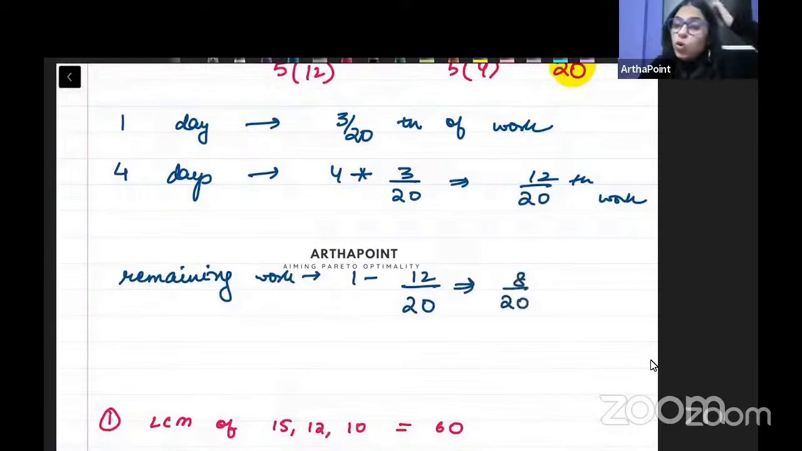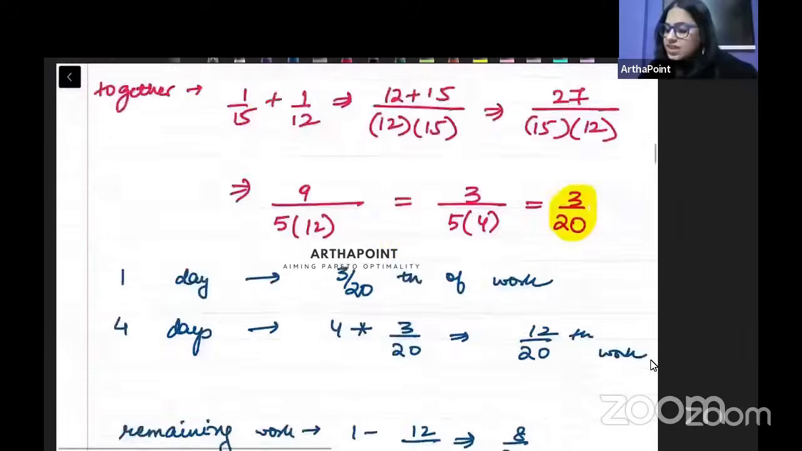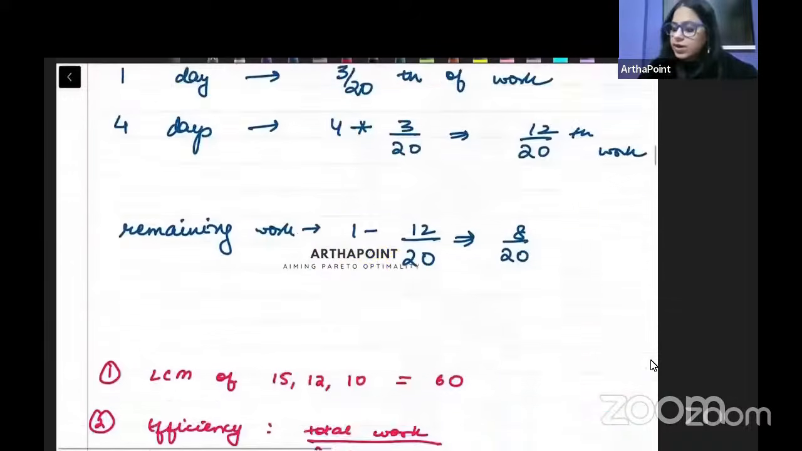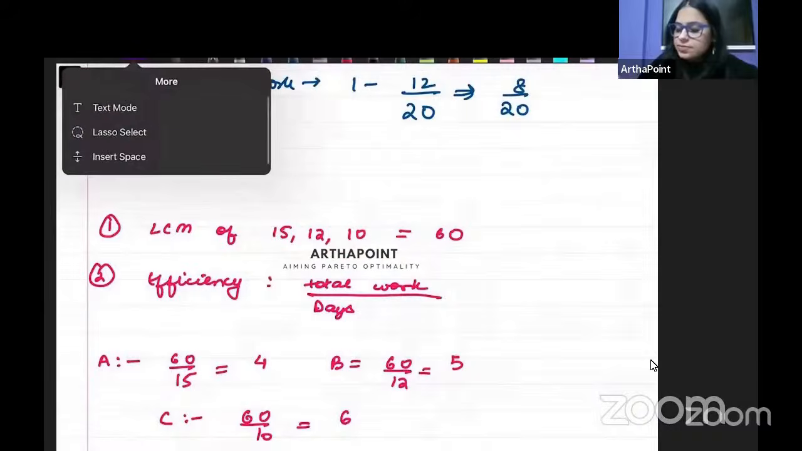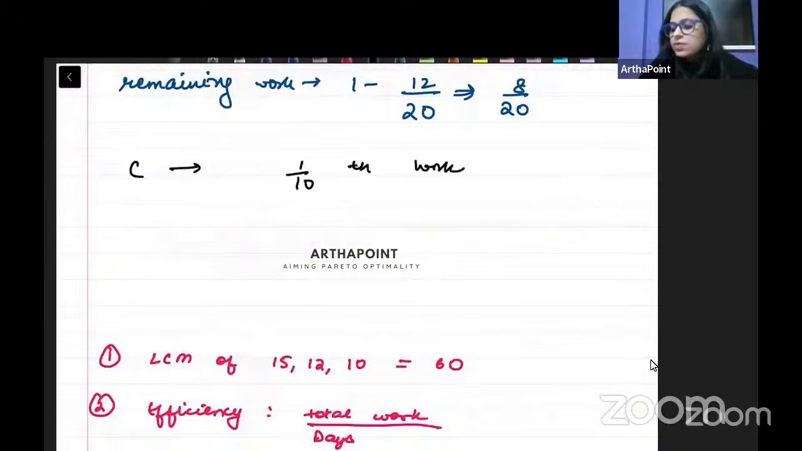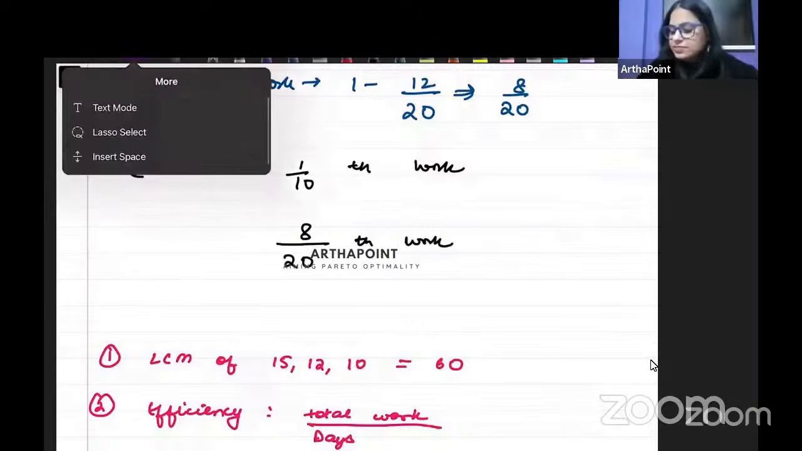So C alone has to complete 8/20th of the task. And how many days does C take, children? C can do 1/10th of the work in one day. So how many days will he take to do 8/20th of the work? How many days will he take?